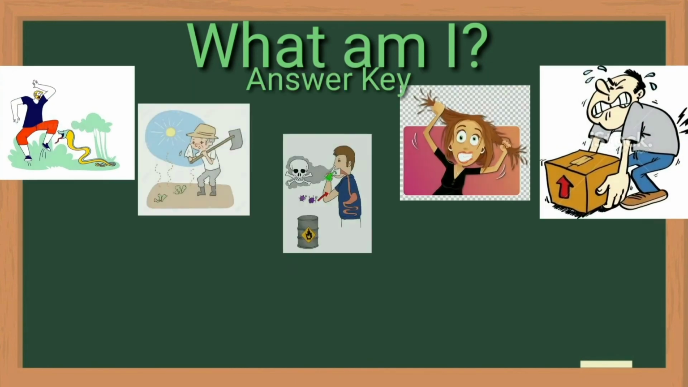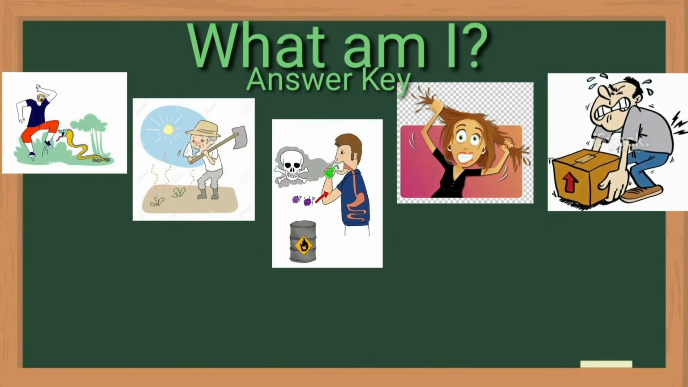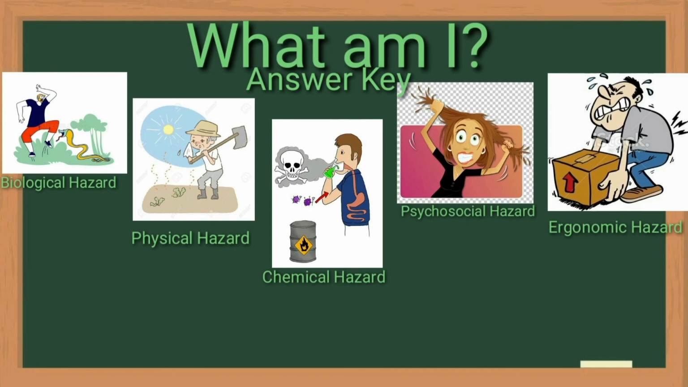How do you feel? I think you are excited now to check your answers. Number 1 is biological hazard. Number 2 is physical hazard. Number 3, chemical hazard. Number 4, psychosocial hazard. And number 5, ergonomic hazard.